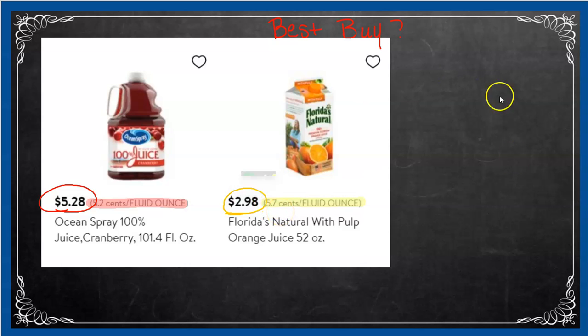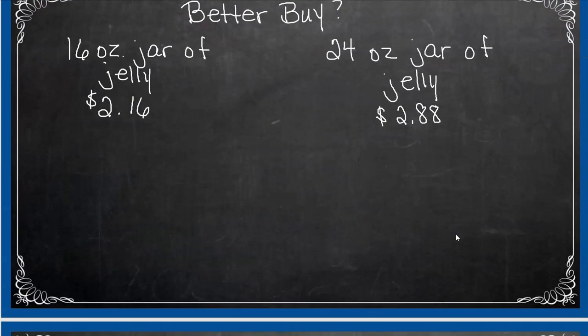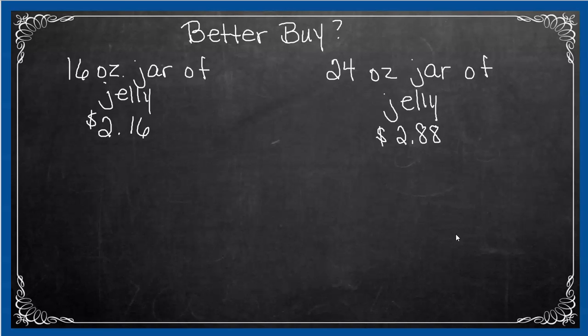Now let's do an actual problem where we have to compare two things and figure out which one is the better buy. I do this all the time in the grocery store. In the grocery store, though, a lot of them actually list the unit price for you, so that makes it a lot easier. Okay, let's look at this problem. This is the last one we're going to do in this video. Which one is the better buy? We have over here on the left a 16-ounce jar of jelly that costs $2.16, and a 24-ounce jar of jelly that costs $2.88. Again, at first glance, $2.16 is less than $2.88, but let's figure out the unit rates.